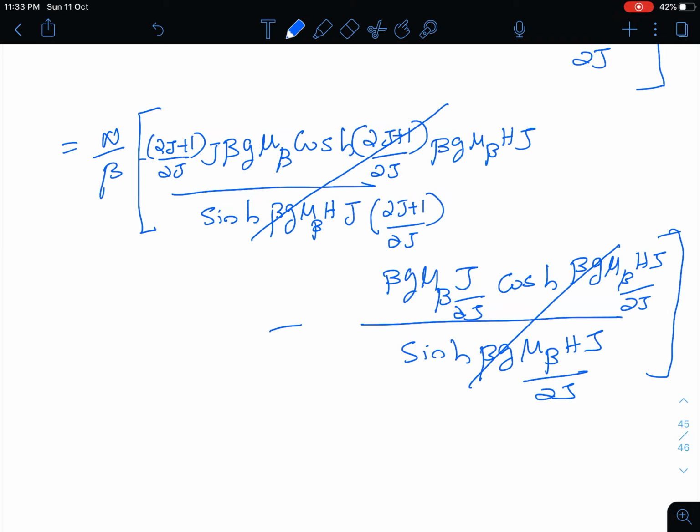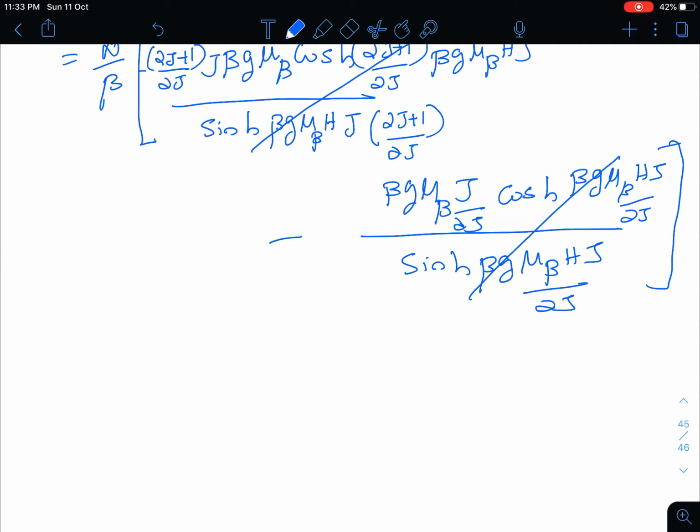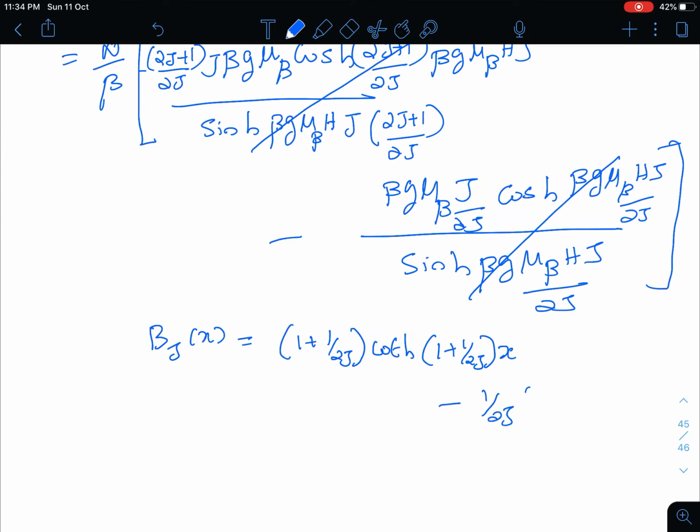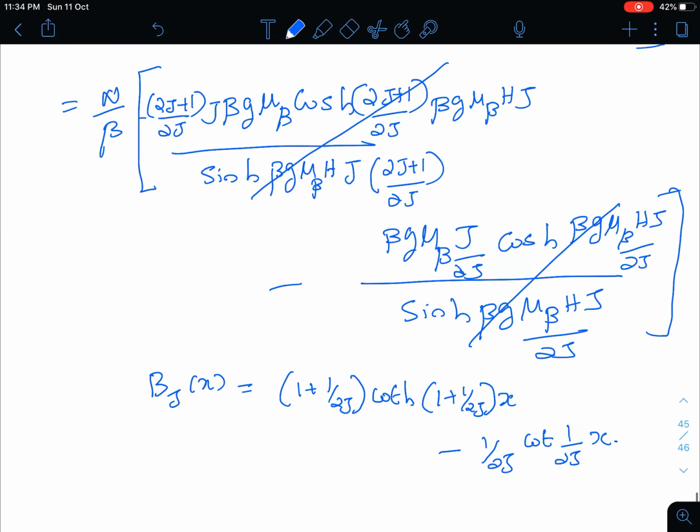So let me check what the Brillouin function is. I don't remember it exactly, so sorry for that, because it's a little bit complicated one. Let us write it here. Bj of x, it's called the Brillouin function. Bj of x is simply (1 plus 1 by 2j) coth of (1 plus 1 by 2j) x minus 1 by 2j coth of (1 by 2j) x. So now you compare this.